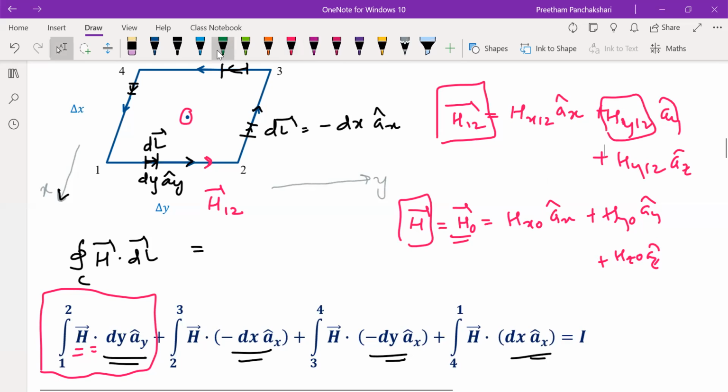We'll be having only the Hy12 component on this path 1 to 2. The other 2 components become 0 because of the dot product. Similarly, after performing integration over 2 to 3, which is oriented in the x direction, we will be having h here as, you can predict easily, the x component will be present over here. It's going to be Hx23.